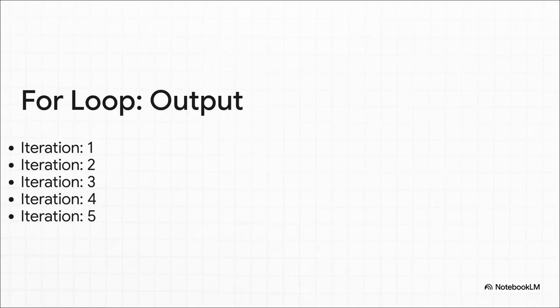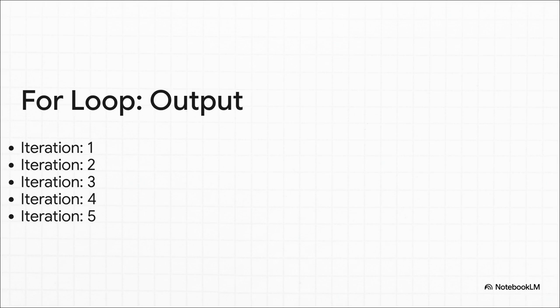And here you can see exactly how that plays out. The loop kicks off, i is 1, so it prints iteration 1. Then it runs the update, so i becomes 2. It checks the condition, is 2 less than or equal to 5? Yep, so it prints again. And this just continues all the way up to 5.